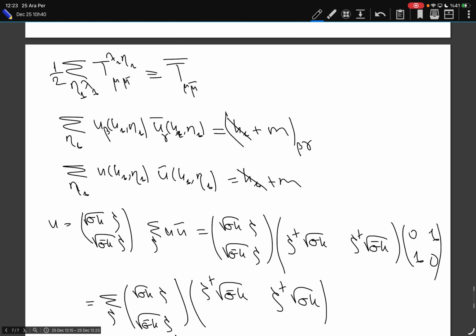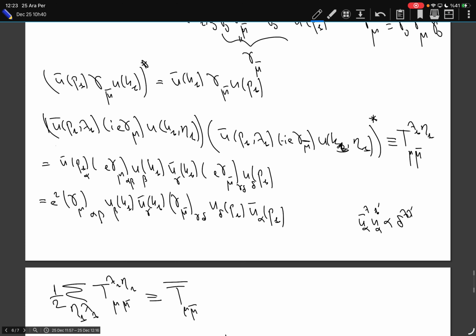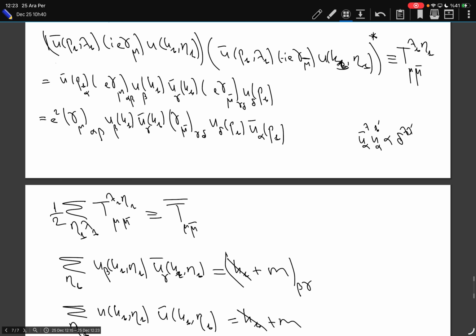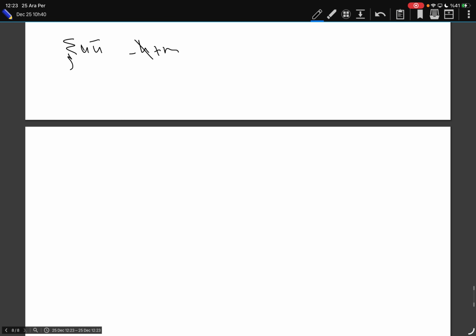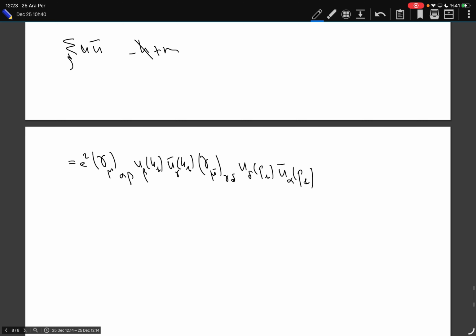So let's go back to our computation. I'm calculating this product, but now I am summing over lambda 1 and eta 1 and dividing by 2. Averaging over the polarization of the initial electron and summing over the polarization of the final electron. This is what I called T mu mu bar average.